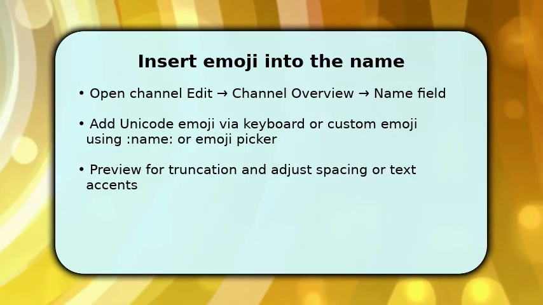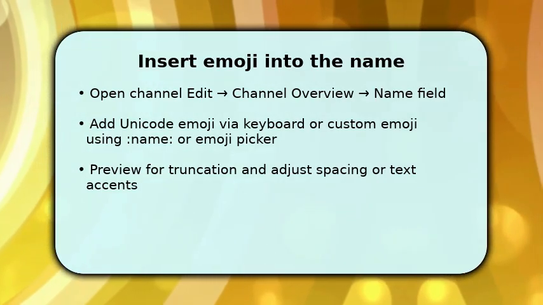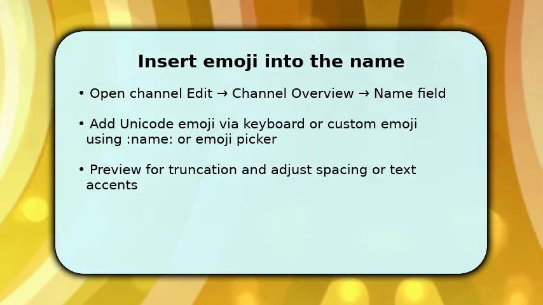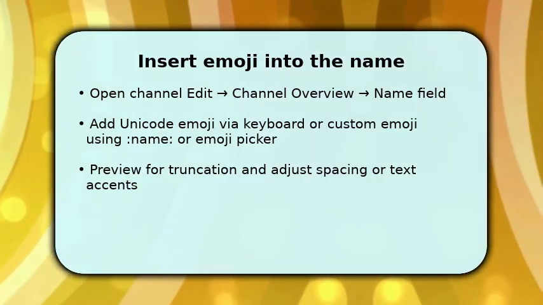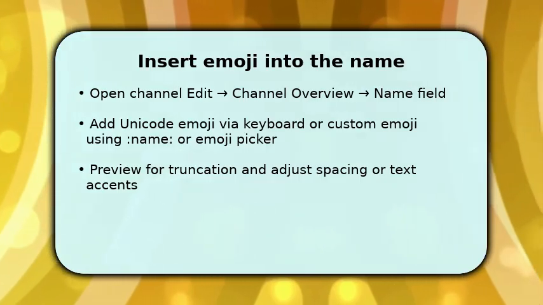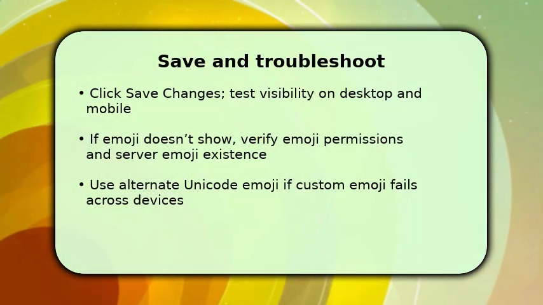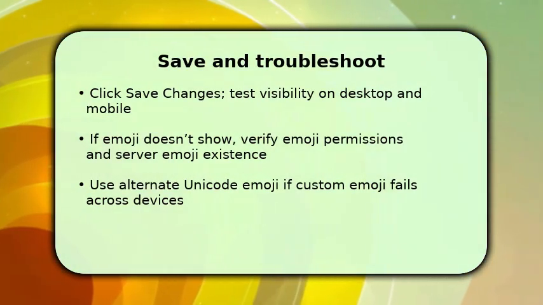Once inserted, preview the name in the sidebar to check truncation and alignment. If it looks cramped, add a hyphen or space, because clear separation preserves readability and consistent naming conventions. Finish by saving changes and then view the channel list on desktop and mobile to ensure the emoji displays correctly.